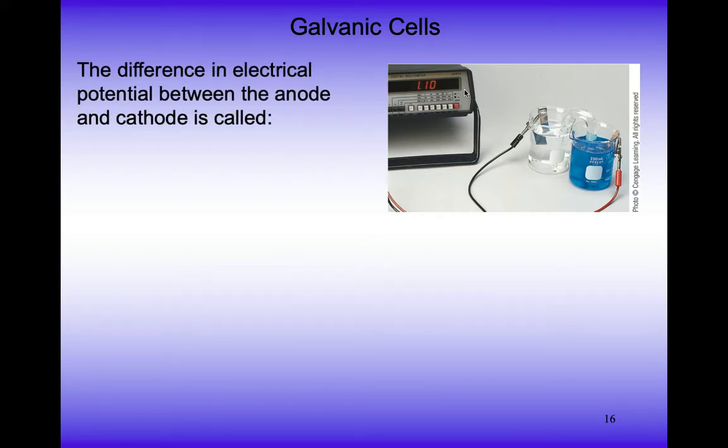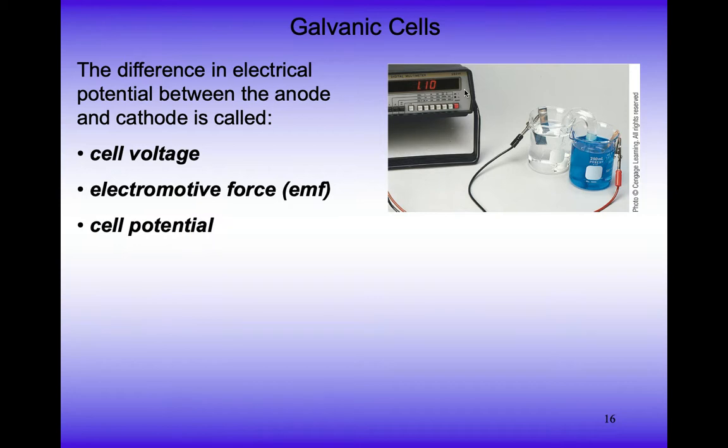But that difference in electrical potential between the anode and cathode is called, there's three different names for it. It's all basically the same thing. I usually use cell voltage, but you can see it written as electromotive force or cell potential. All of these things are that difference in potential of changing chemical energy into electrical energy.